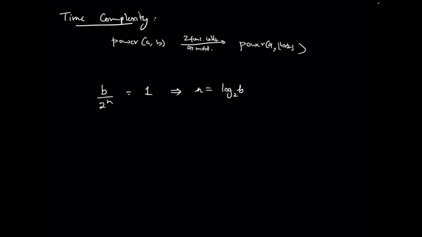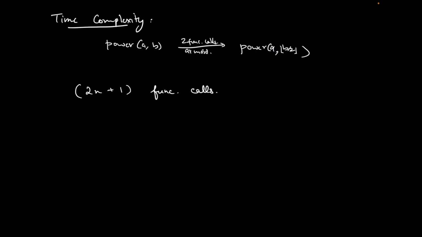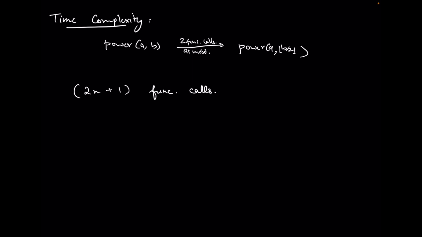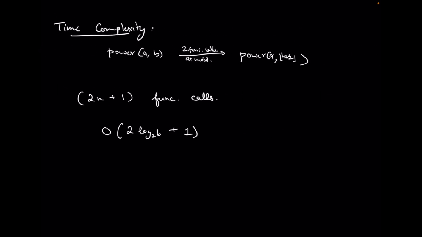But to divide b by 2 once, you make two function calls at most, right? So in the worst case, what you'll be doing is making 2 into n function calls, right? Additionally, since our base case isn't b being 1, but it's b being 0, we'll make a final function call in which we do power of a comma b minus 1, which is 1 minus 1, to make b equal to 0, right? So the total number of function calls that we make is 2 into n plus 1, right? Where n is log 2b.